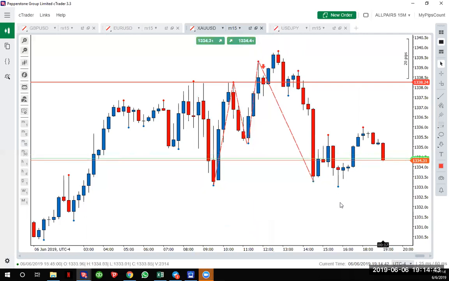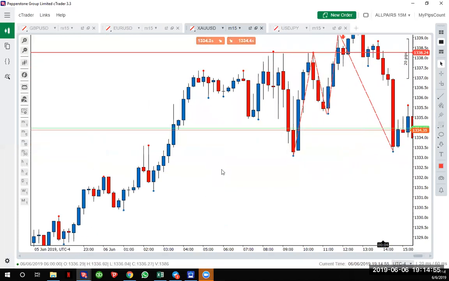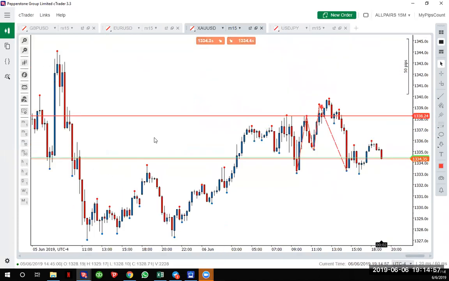52 pips, trading the letter M. Simple system. Nothing more complicated. Keeping it simple. Look at this one here.